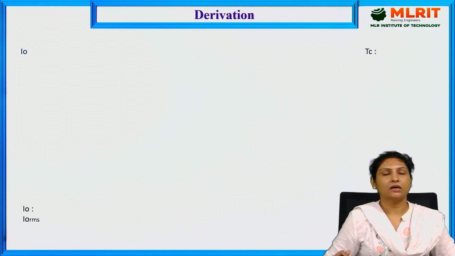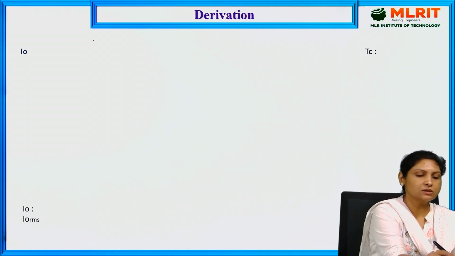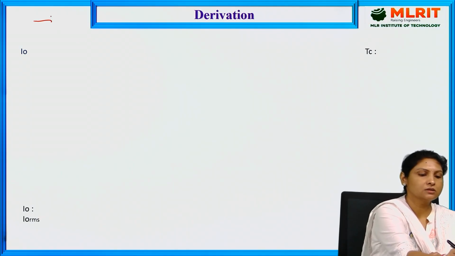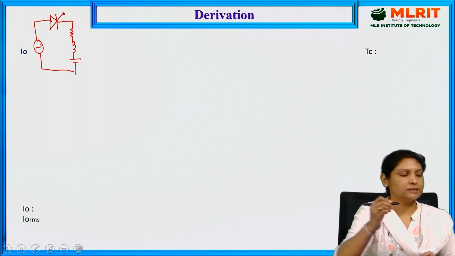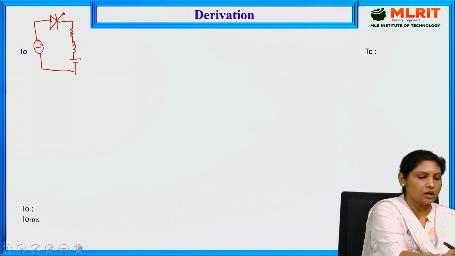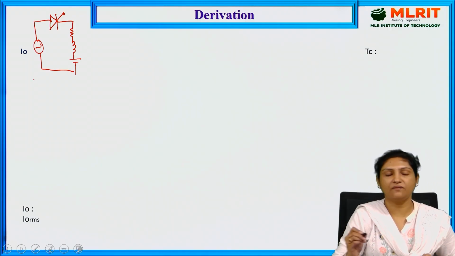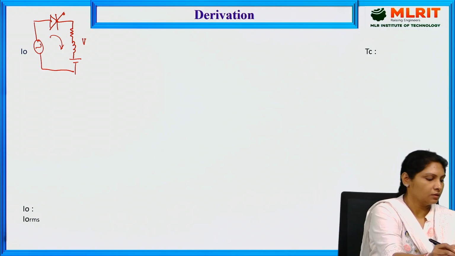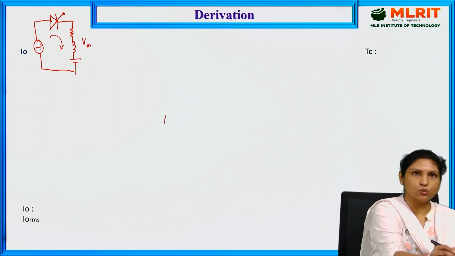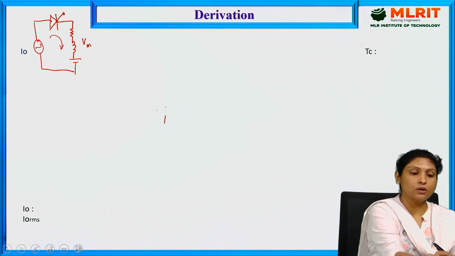Let us derive the expression for I0. For that, let me consider the circuit diagram here, that is a single phase half wave rectifier with RLE load, and this is the AC input which we are providing. If we apply KVL for this circuit, we get, I am taking Vs equal to, substituting, Vm sin omega t.